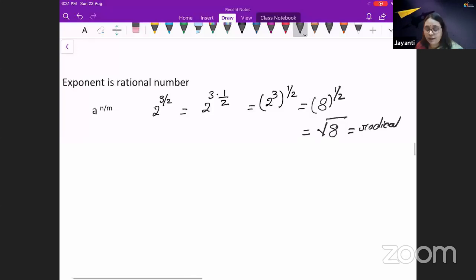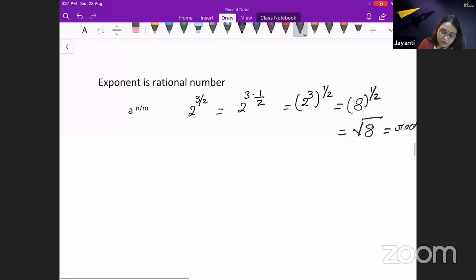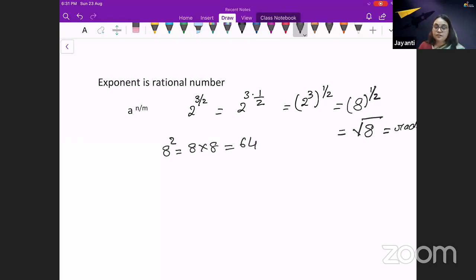Now let's understand this square root. How did 1 by 2 become square root? Or how can we calculate 1 by 2 of something? Suppose we have 8 square. 8 square is 8 into 8, that is 64. Now from 64, if I have to get back 8, I have to undo what I have done, correct? To undo, I should use a multiplicative inverse. I have multiplied here. If I have to write the multiplicative inverse, what is the multiplicative inverse of 2?